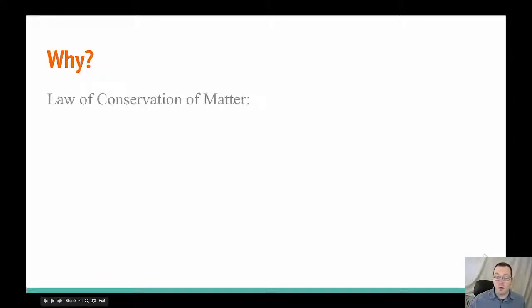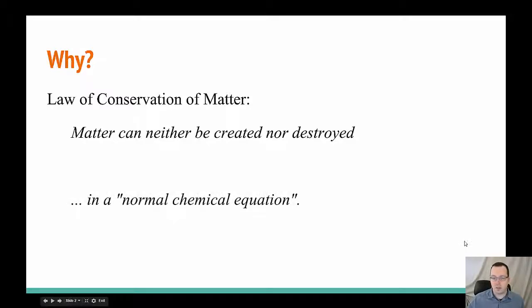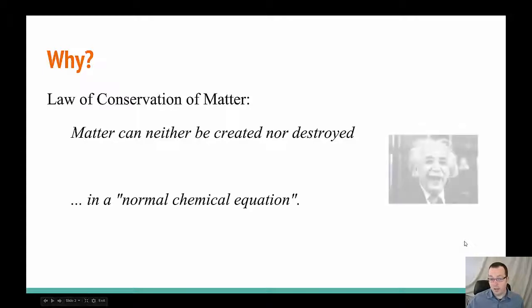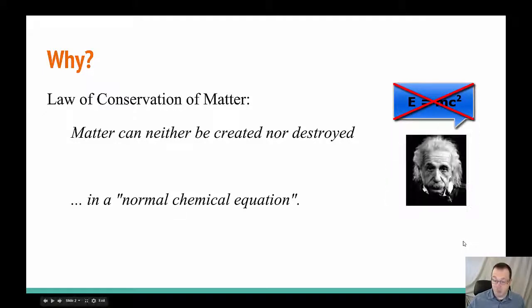Why bother? Well, there's something called the law of conservation of matter, which states that matter can neither be created nor destroyed. These days, actually for the last century or so, we've had to add this little extra disclaimer and say, in a normal chemical equation. Why? A fellow by the name of Einstein. He showed that matter and energy can go back and forth between each other. Matter can turn into energy and vice versa. But we completely, utterly ignore that.